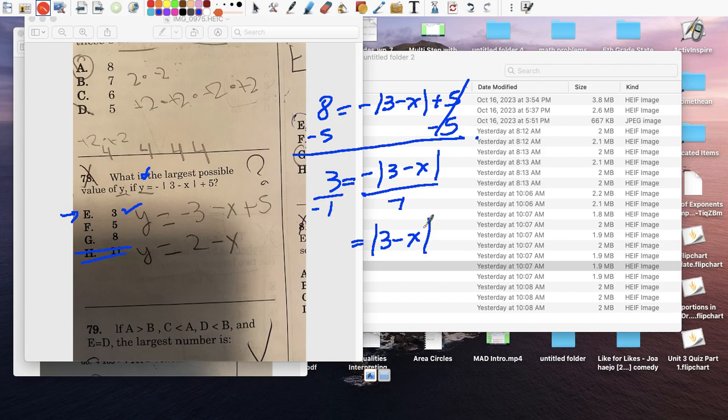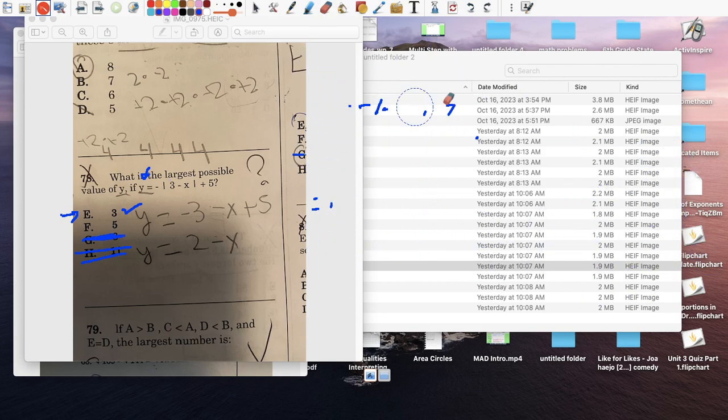And this becomes negative 3. So again, I want you to take a look at this and think about it. What can I put in here, take the absolute value of, and get negative 3? Nothing. That's not going to work. So let's see the one that actually works. The one that actually works, 5.